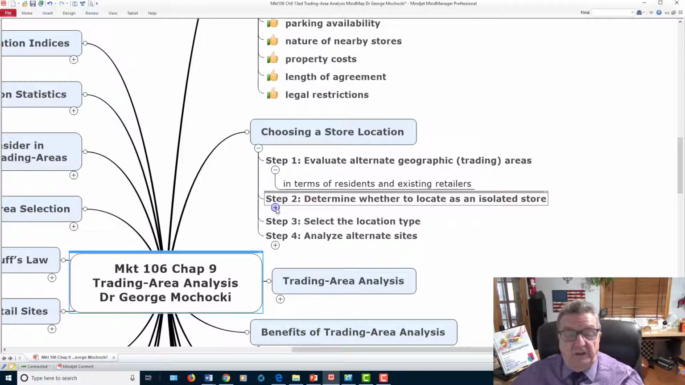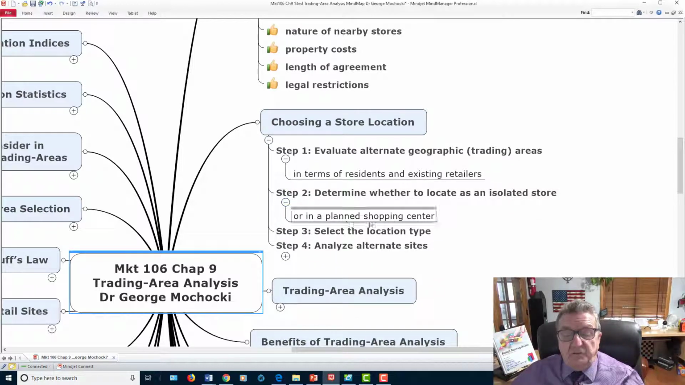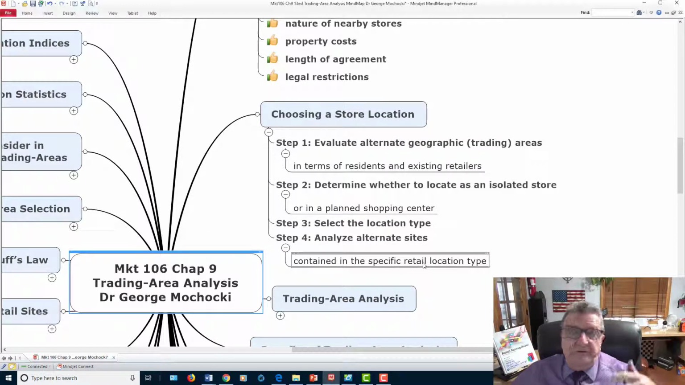Determine whether to be an isolated store or plain shopping. Are you standing alone where they come to you, or are you plain shopping? Plain shopping means people are already in the area and they'll stop by. Okay, select the location type and then analyze alternative sites. Don't just pick one site. Look at the one, two. Sometimes if you're moving out someplace, you look at different sites and weigh the pluses and negatives.